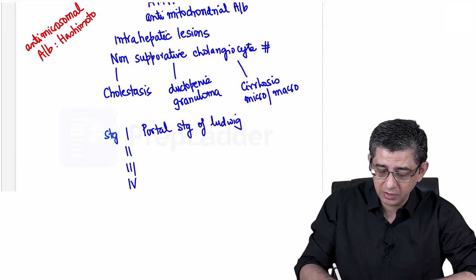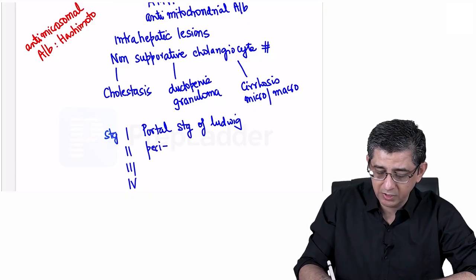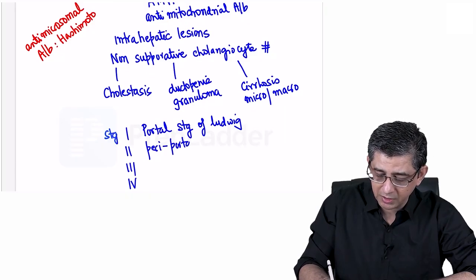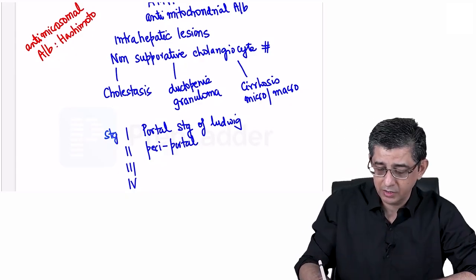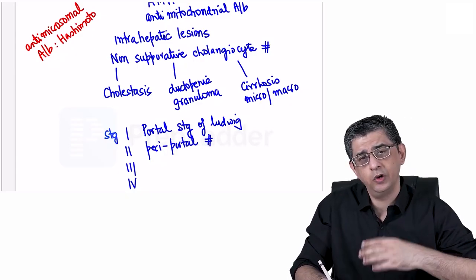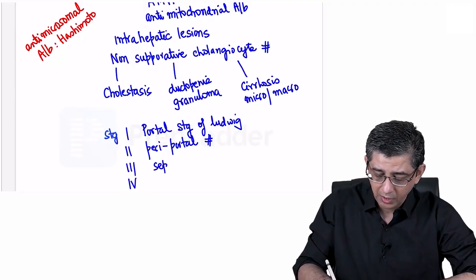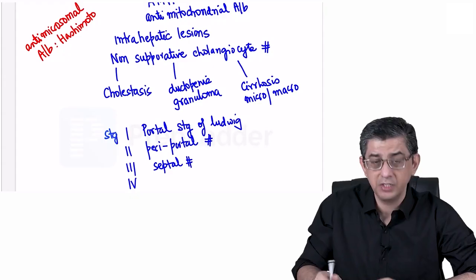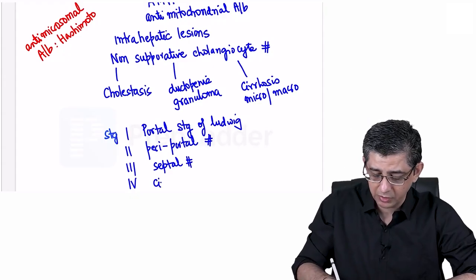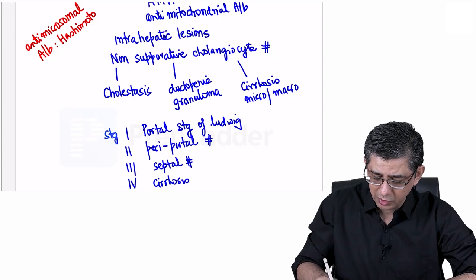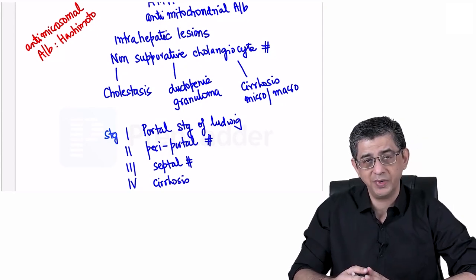Then subsequently, the same damage will extend. So they will say periportal damage or inflammation. Then subsequent to that, it would be the entire lobule that will get involved. So as the lobular damage progresses, they will say septal damage and then subsequently cirrhosis. This is just to refresh the pathological aspects here.